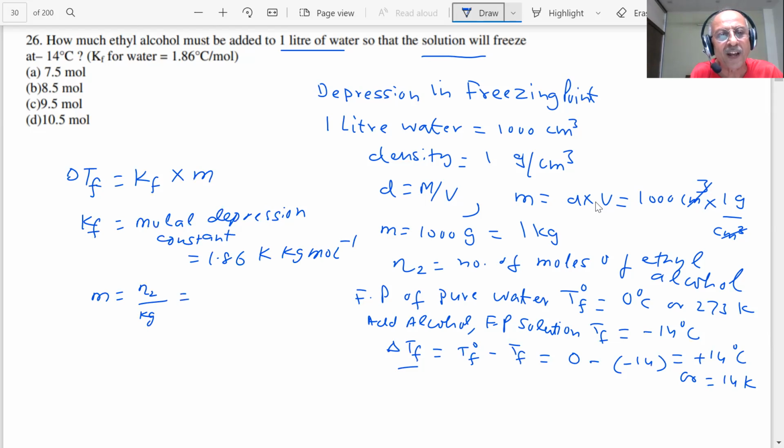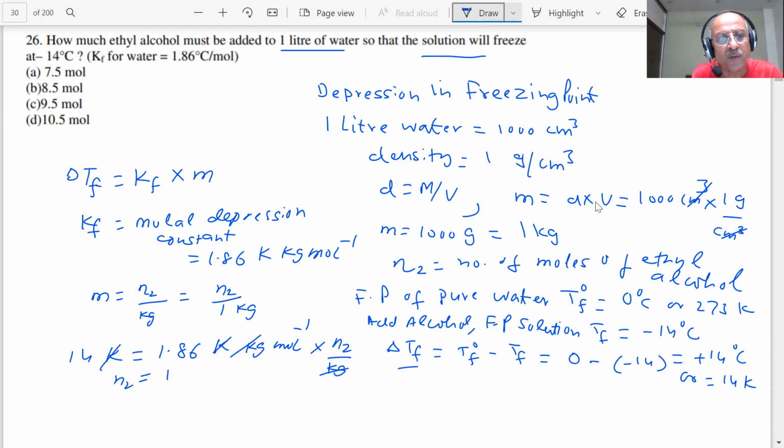So students, you already have n2 by 1 kg. The value of delta Tf is 14 Kelvin, equal to what you have here. The Kf value is 1.86 Kelvin kilogram per mole. And what you have is n2 by kg, so the Kelvin cancels. So what you are getting, n2 is equal to 14 by 1.86, students.